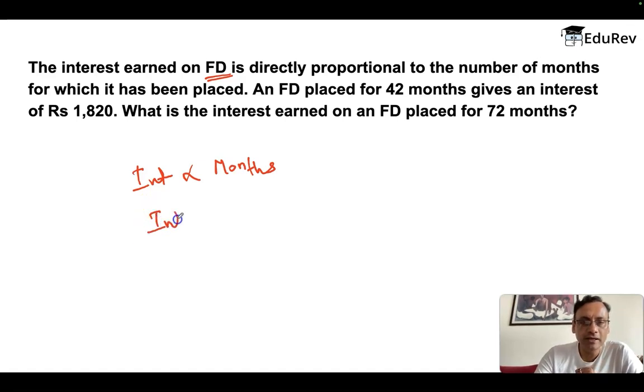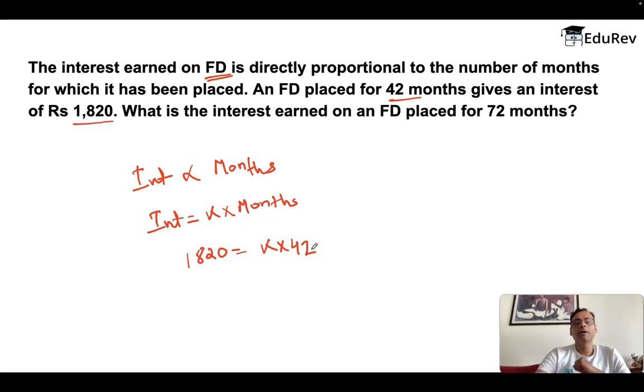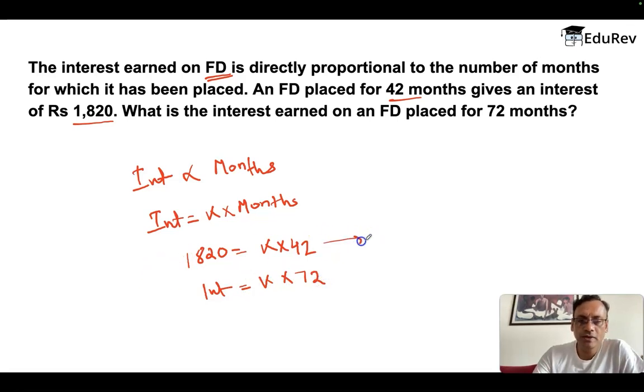So I can say that interest is equal to k into months, right? And an FD placed for 42 months gives an interest of rupees 1820. So this I can write here: 1820 is equal to k into 42. What is the interest earned on an FD placed for 72 months? So interest is equal to k into 72. This is what I have to find out. So these are my two equations, equation 1 and equation 2.